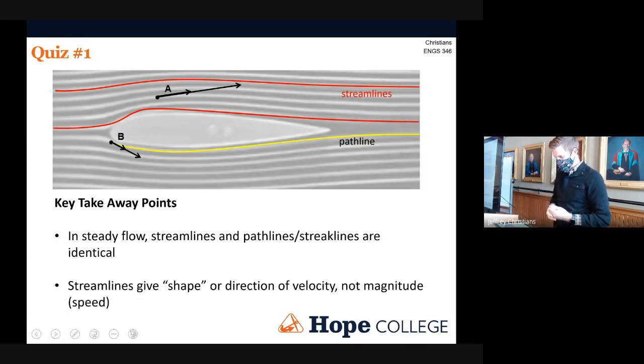Okay, so the key takeaways. In steady flow, streamlines, path lines and streak lines are all going to be the same thing, right? Experimentally, we can make path lines and streak lines visible by different methods. That's going to make the streamlines visible, just like you drew. But streamlines give the shape, but not directly the speed. There are other things that we can do to get some of that information out, which we'll learn about later.